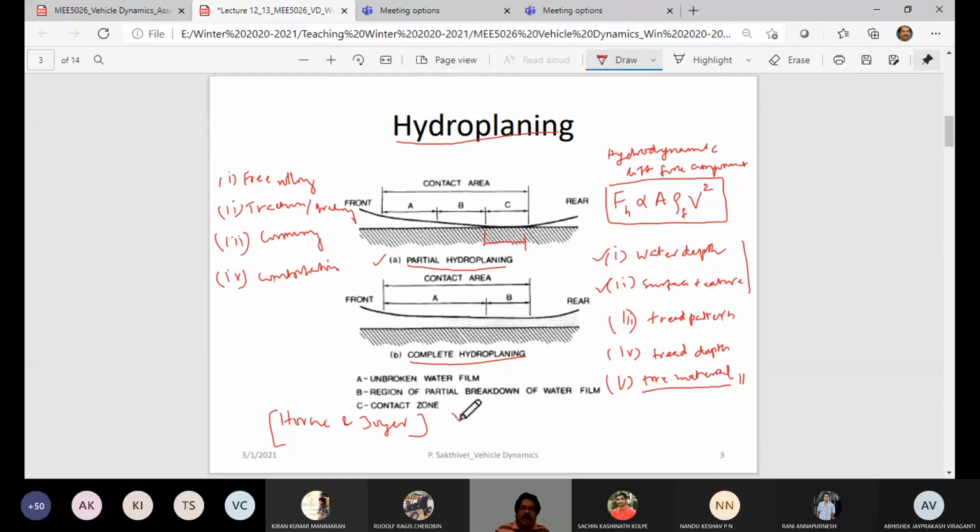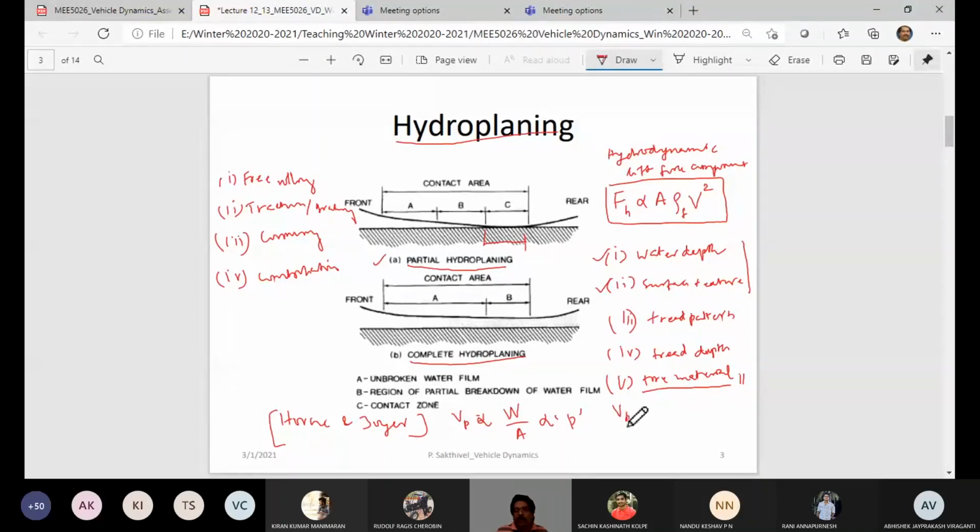The hydroplaning speed basically depends upon the inflation pressure of your tire. How? That can be understood easily, because it is directly proportional to the nominal ground contact pressure. Nominal ground contact pressure is the load on the vehicle divided by the area of contact, and that in turn is proportional to the inflation pressure of the tire.